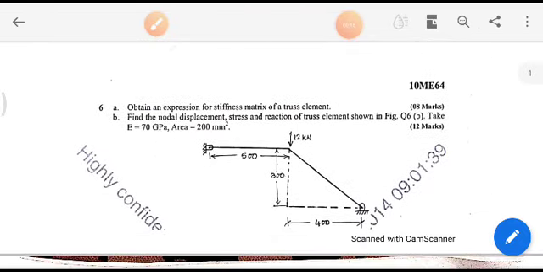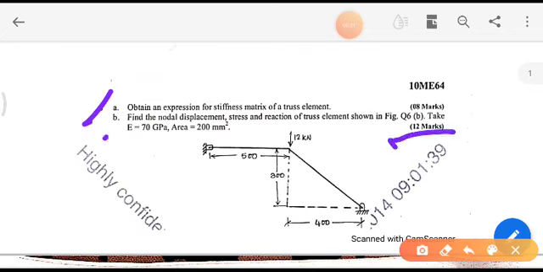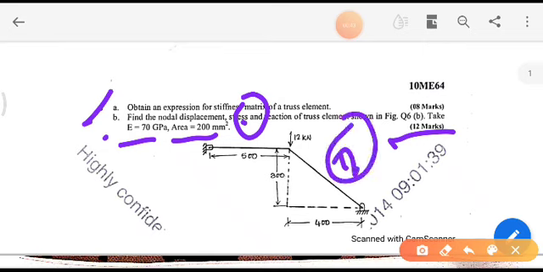Here you can see the sixth B question for 12 marks. Find the nodal displacement, stress and reaction of truss element as shown in the figure. Take Young's modulus as 70 gigapascal and cross sectional area as 200 mm square. Here, if you see, this is the truss having two elements, first and second. It has two elements and the application of load is over here. So we'll see how to calculate the stresses and displacement for this type of problem.